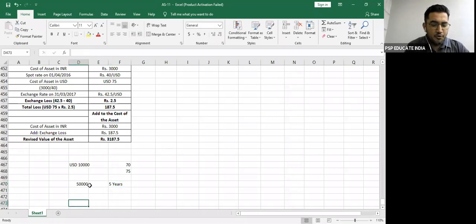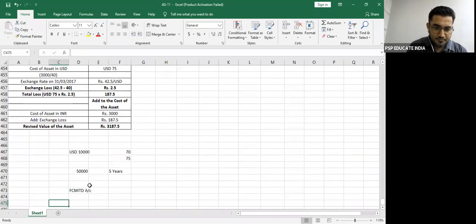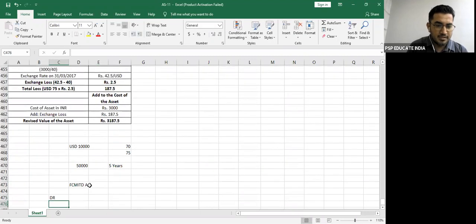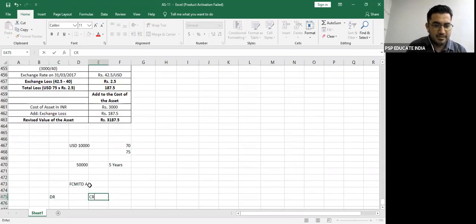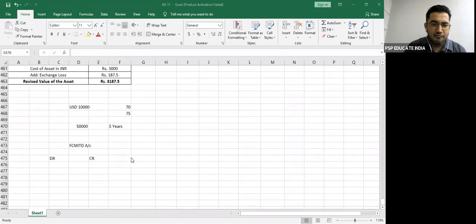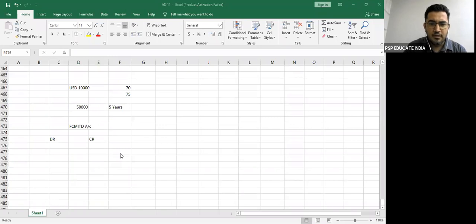I'm preparing for you an FCMI TD account. This is the debit side. This is the credit side. Okay, tell me, gain for you or loss for you? Loss. Will your value of loan increase or reduce? Increase, okay. So what will be my journal entry according to you?